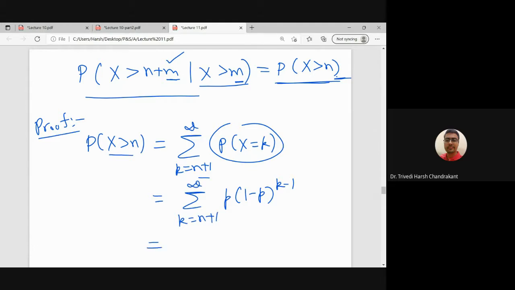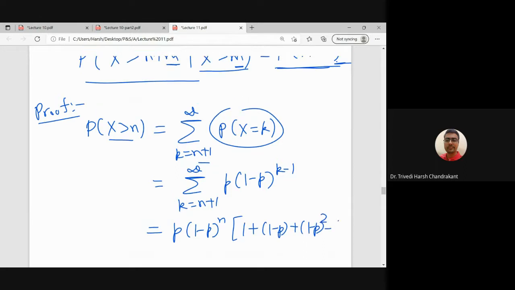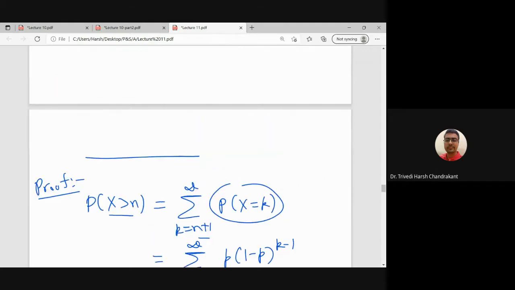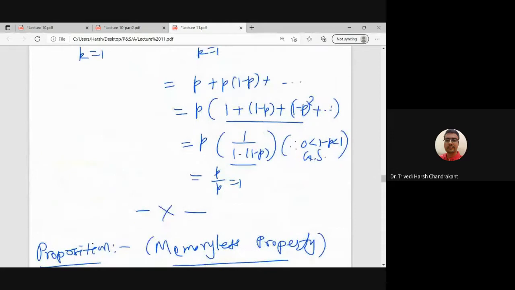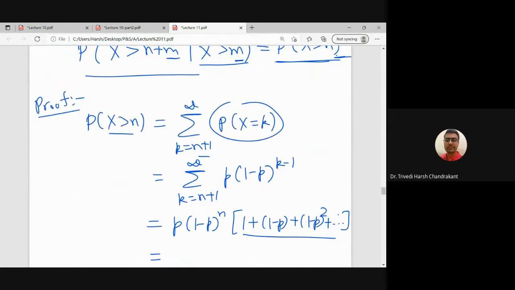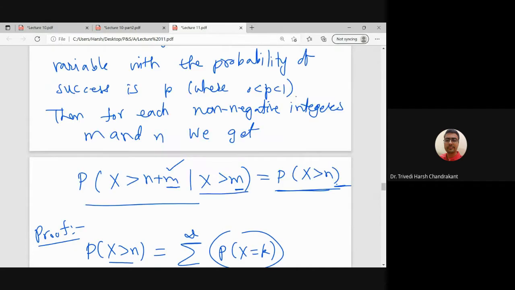Again, this is also a geometric series, the tail of the series. We can take the common term out, and the remaining series is 1 plus (1 minus p) plus (1 minus p) square, and so on. Essentially this is again a geometric series, and its sum is 1 by p, as we already noted. So this is p into (1 minus p) power n times 1 by p. The p's cancel, and it will be (1 minus p) power n. So the right hand side we have computed.